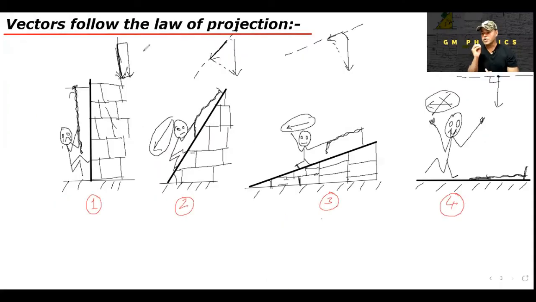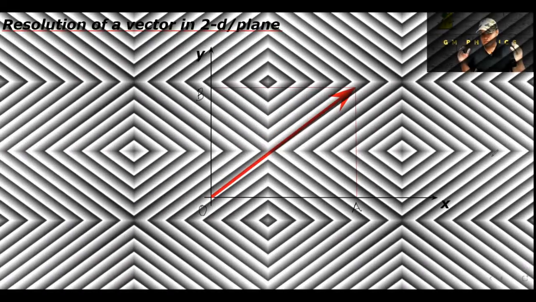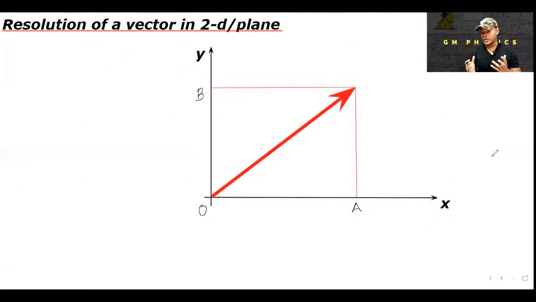Now we are going to look at resolution of vector using the same concept of law of projection. All right, so resolution of a vector in 2D or plane. So here we will restrict our discussion to resolving a vector in 2 dimension or a plane only, not in 3 dimension. That we'll do in the next lectures. So resolution of a vector in 2D or plane.